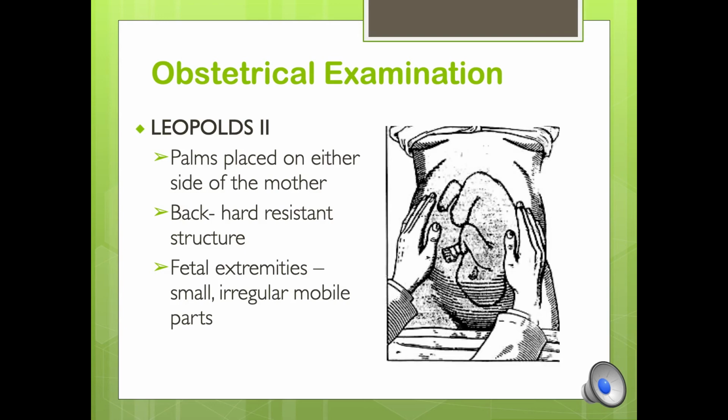Leopold's 2 is palpating for the fetal back and fetal extremities. The palms are placed on either side of the mother. A hard resistant structure is the fetal back. And if you feel small, irregular, mobile parts, then those are the fetal extremities.